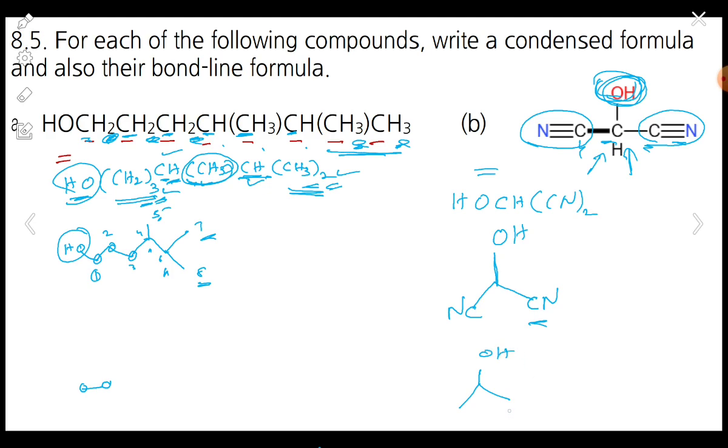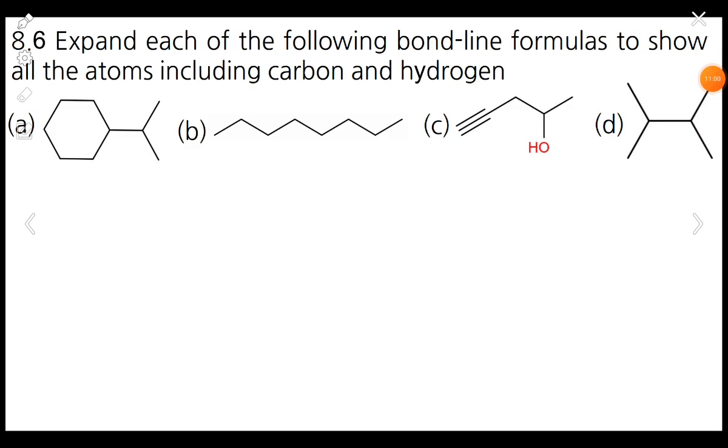If it is CH3, but it is a CN, so you have to write it. Don't forget to write. And here again, don't write like this. It is also not correct. You have to write like this. This is the bond line formula. Okay, let's move on to the next question.